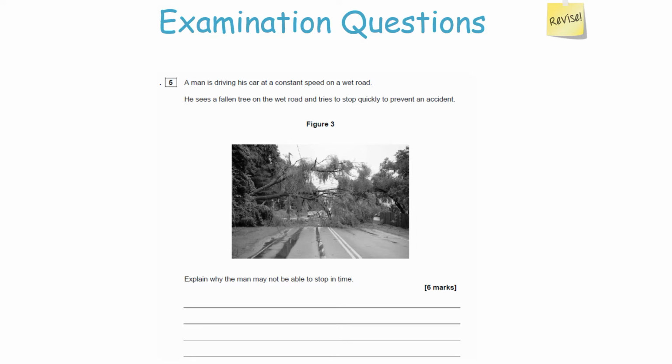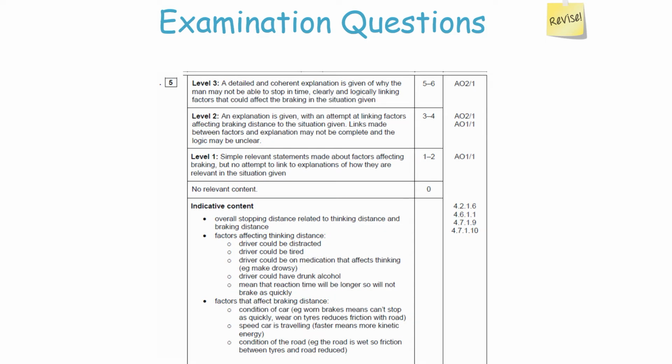So let's go through each aspect at a time. So the factors that affect the thinking distance are: the driver could be distracted, the driver could be tired, the driver could be on medication that affects the thinking, the driver could have drunk alcohol, and that will mean that the reaction time will be longer, so they won't brake as quickly. Remember, basically, the thinking distance is the distance you travel whilst you think about pressing the brakes, but the time it takes for you to observe a hazard and then press the brakes is called the reaction time. Now, AQA especially like you to talk about reaction time and link it into this thinking distance.